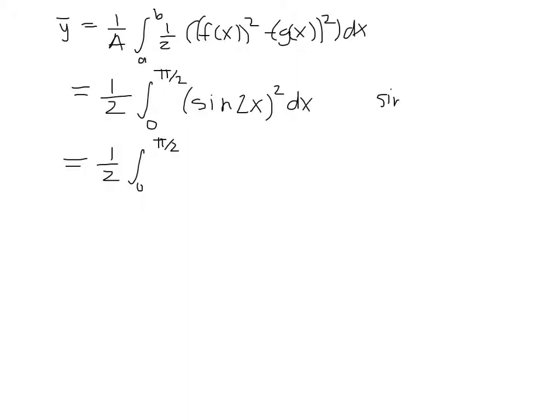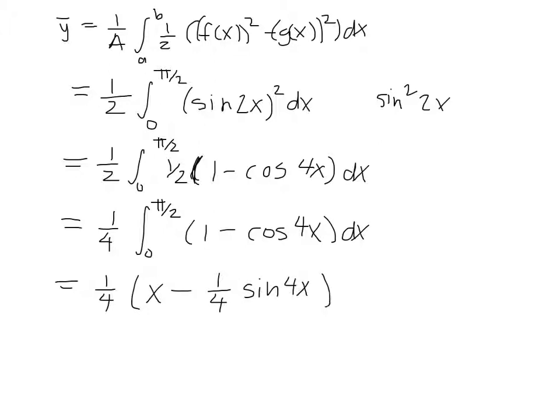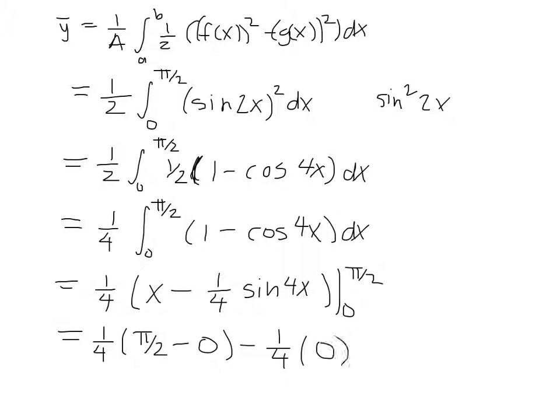Now sine squared of 2x, we can use the half angle identities to change that into 1/2 times 1 minus cosine of 4x. So that will be 1/4 times the integral from 0 to pi over 2, 1 minus cosine of 4x dx. So 1/4 x minus 1/4 sine 4x, evaluated from 0 to pi halves. So that will give me 1/4 times pi over 2 minus, let's think that will be sine of 2 pi, which is 0, minus 1/4 times, both those next terms will be 0. So the y bar is pi over 8.